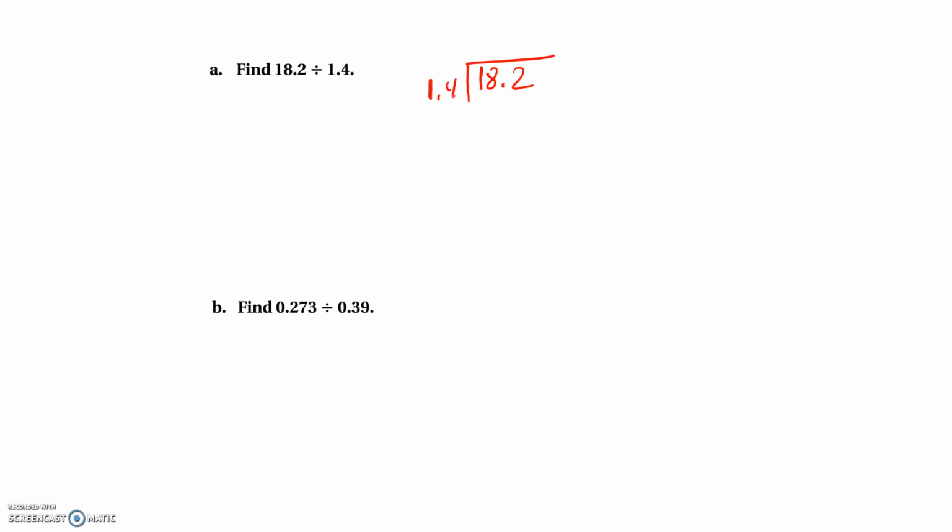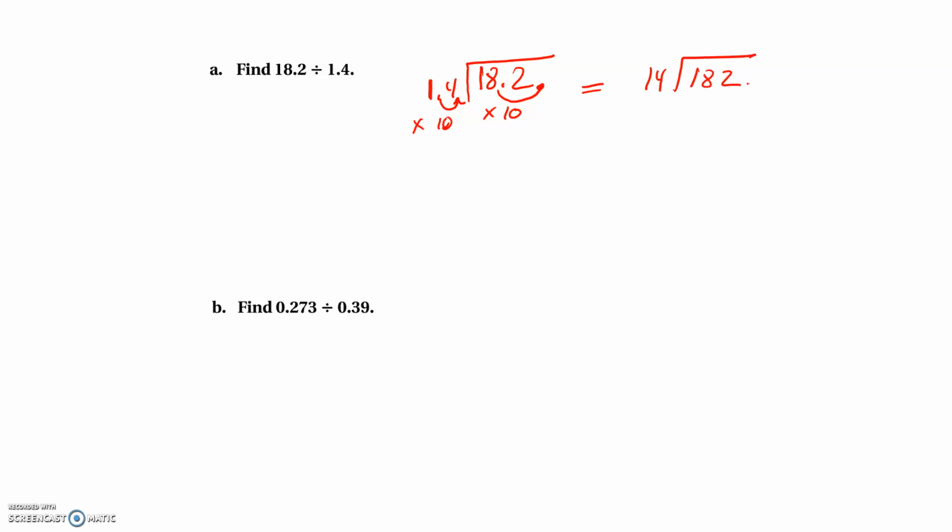All right, so to get that to a whole number, I need to multiply both sides by 10 because I have one value to the right of the decimal. All right, so I'm going to move the decimal spot over one time. All right, and so that becomes 182 divided by 14. Now I can just divide.